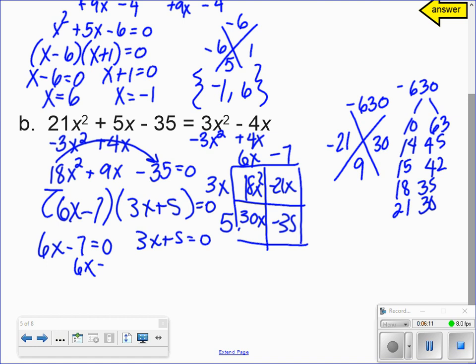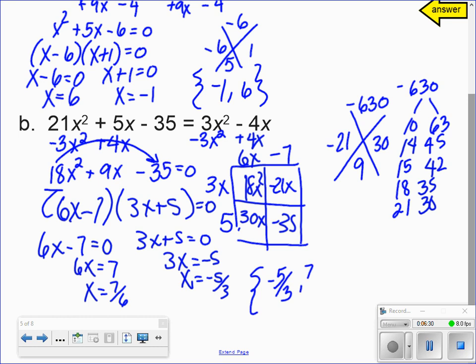Add 7 on both sides here, that gives me 6x equals 7. Divided by 6, I get 7 over 6. Subtract 5 on this one, I get 3x equals negative 5. Divided by 3, I get negative 5 over 3. So my solution for this one is negative 5/3 and 7 over 6.